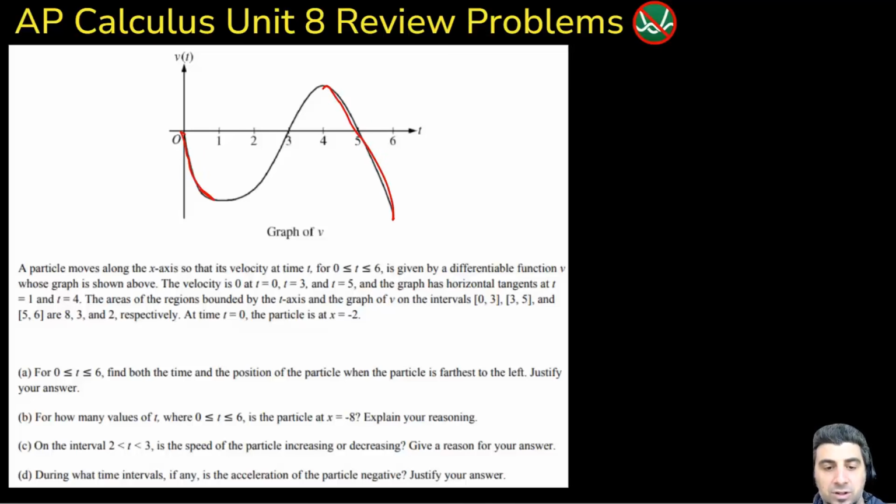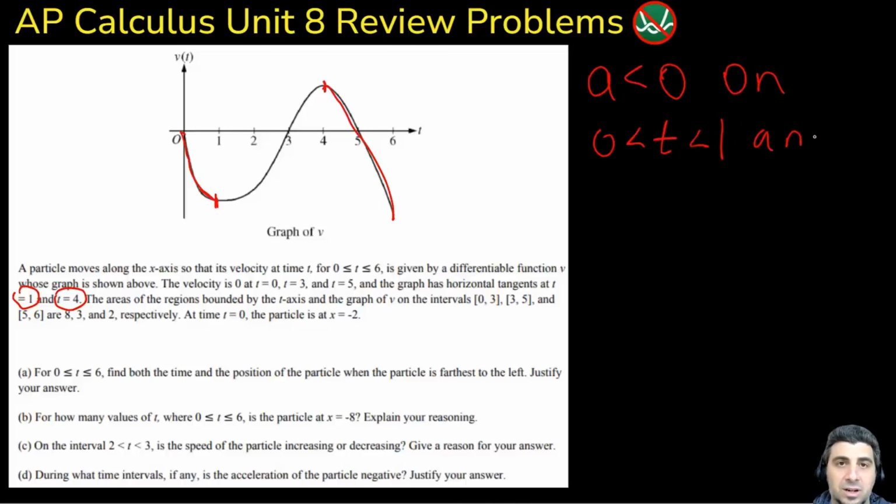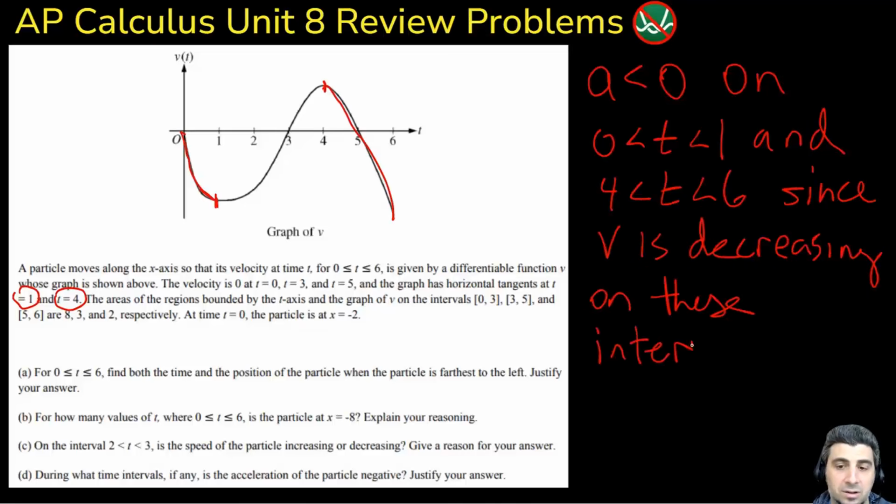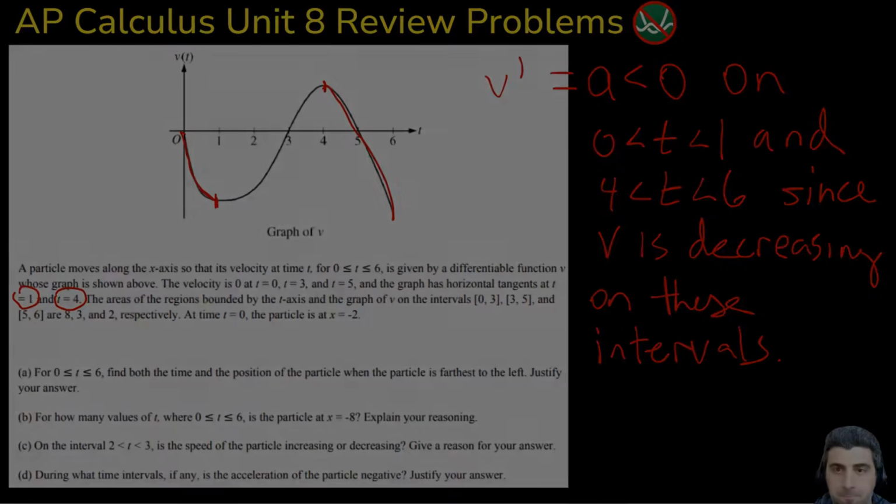Also, in the information, it told us there were horizontal tangents at t equals 1 and t equals 4. So we know from 0 to 1, the velocity is decreasing, and from 4 to 6, the velocity is decreasing. So you could say something as simple as the acceleration is negative on those two intervals since the velocity is decreasing on these intervals. You might even want to add for clarification that v prime equals a. And that's it for this one. This one was worth 2 points. You get a point for the correct answer, and the second point is earned for the correct justification.